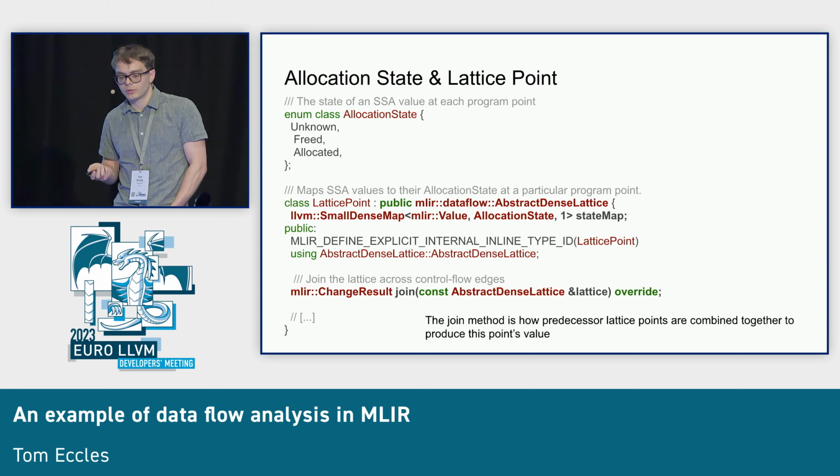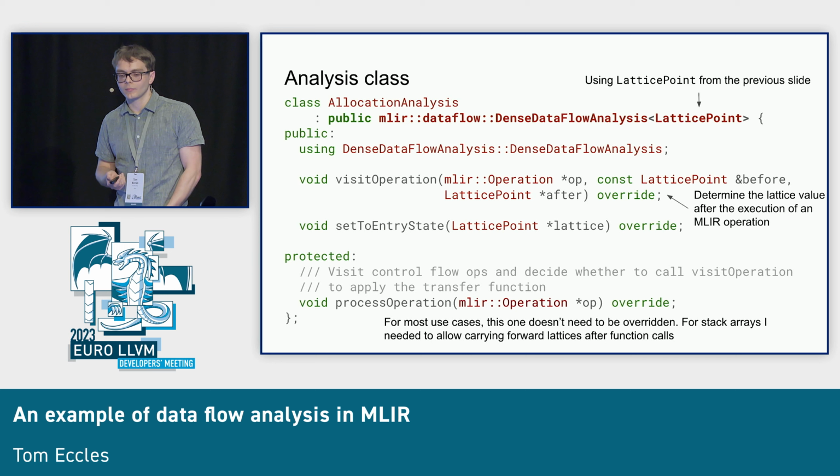The lattice point has to know how to join with another lattice point. So when I say that you have different control flow branches and these need to come together, one of them would call join with the other one. Then there's the actual analysis, which is a subclass of dense data flow analysis, which is part of upstream MLIR. The dense data flow analysis sort of handles when to call each of these helpers. So you only have to implement a small amount of things.